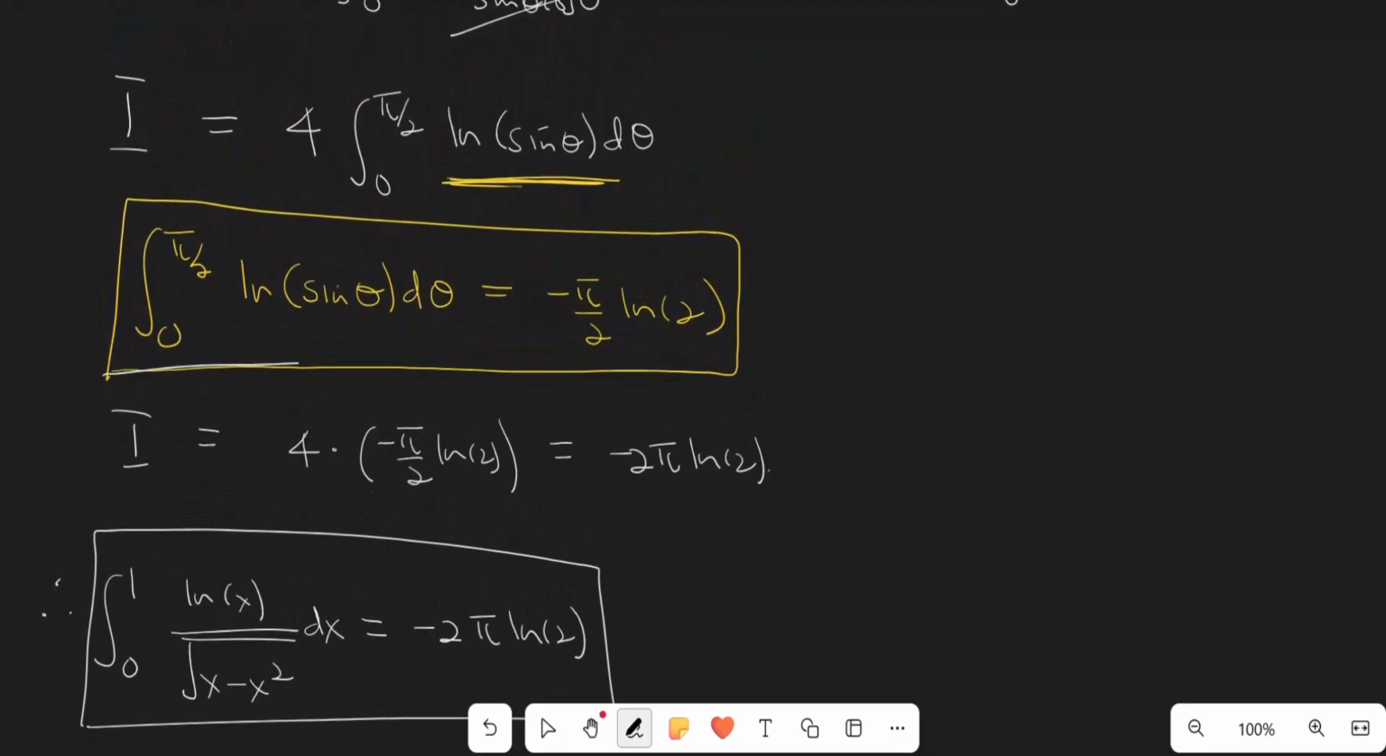So the key lies in knowing the log sine integral from 0 to pi over 2. Once you know it's equal to negative pi over 2 ln of 2, you can solve this integral quite nicely and effortlessly.